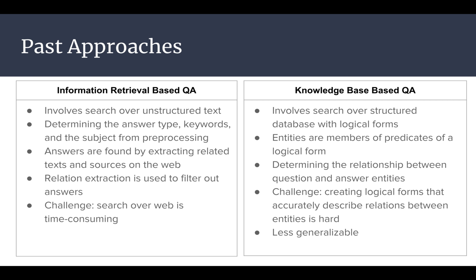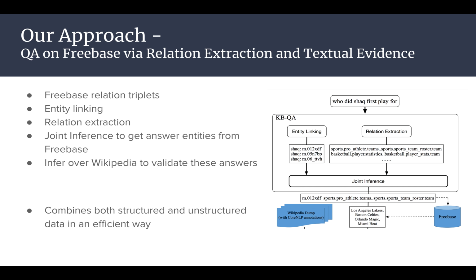The key difference between the two approaches is whether the source of search is unstructured or structured data, and whether we use logical forms or keywords to identify relations between entities. In our approach, we combine both of the previous approaches of question answering over structured and unstructured data in an efficient way. We use Freebase as a knowledge base for structured data and then Wikipedia as unstructured data.